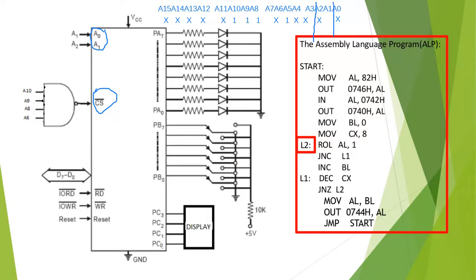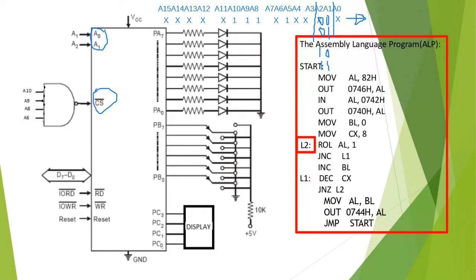These two are the variables. So they can be 0, 0 for port A. They can be 0, 1 for port B. They can be 1, 0 for port C. They can be 1, 1 for control register. Okay. So now what is the port A address?